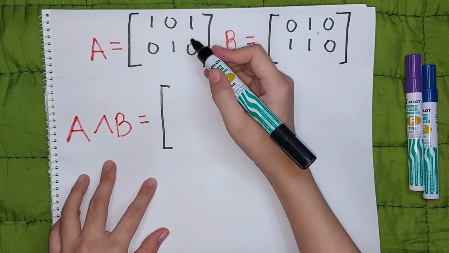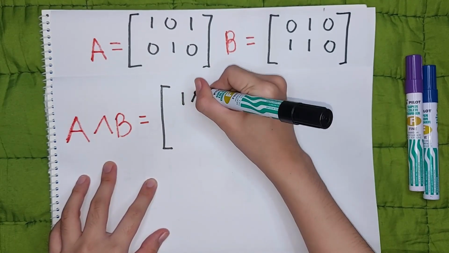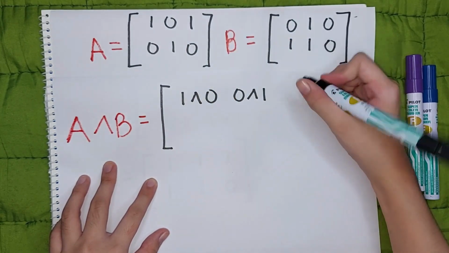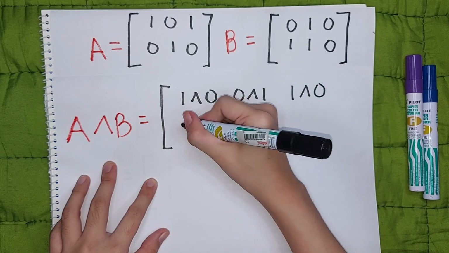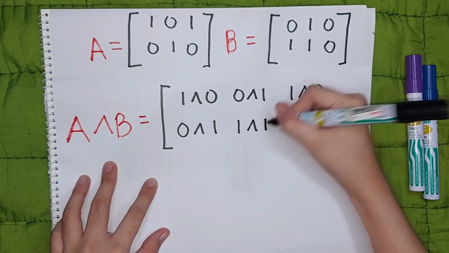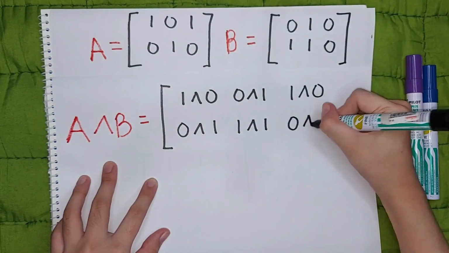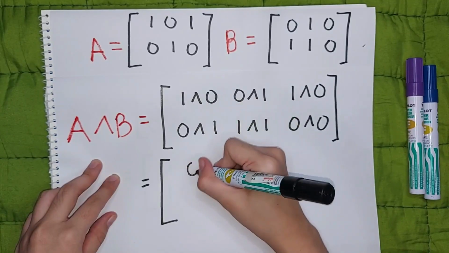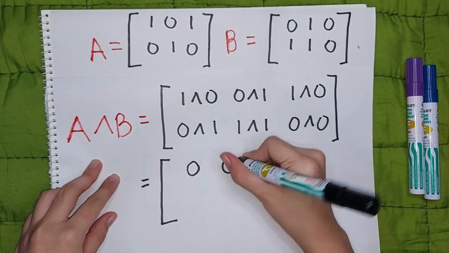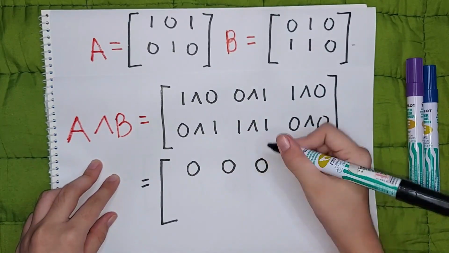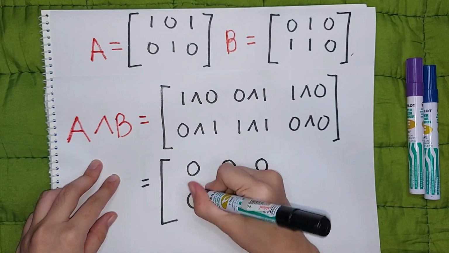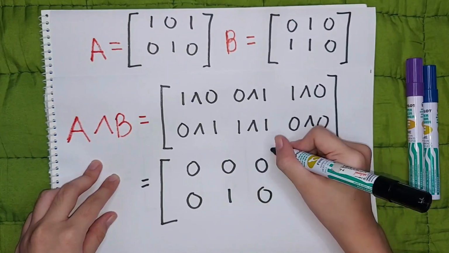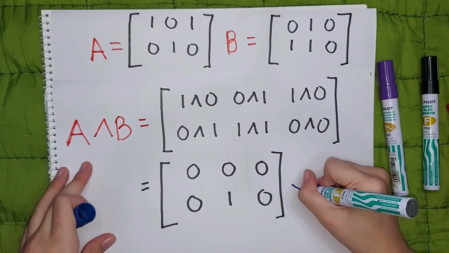Next is the meet. Again, let us first derive the formula. 1 meet 0. 0 meet 1. 1 meet 0. 0 meet 1. 1 meet 1. And 0 meet 0. Now, let's start the binary multiplication. 1 times 0 is equal to 0. 0 times 1 is equal to 0. 1 times 0 is equal to 0. 0 times 1 is equal to 0. 1 times 1 is equal to 1. And 0 times 0 is equal to 0. And this is the final answer.